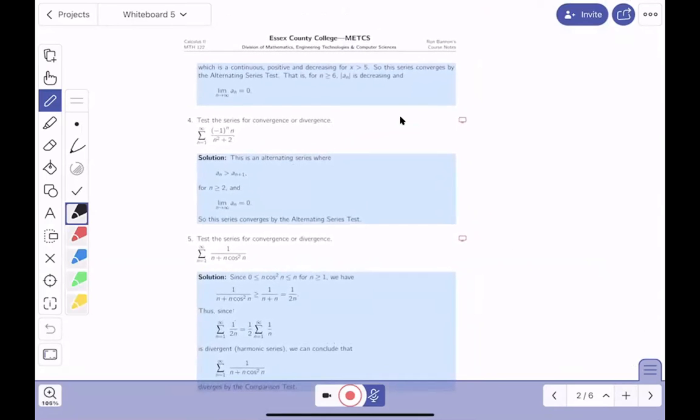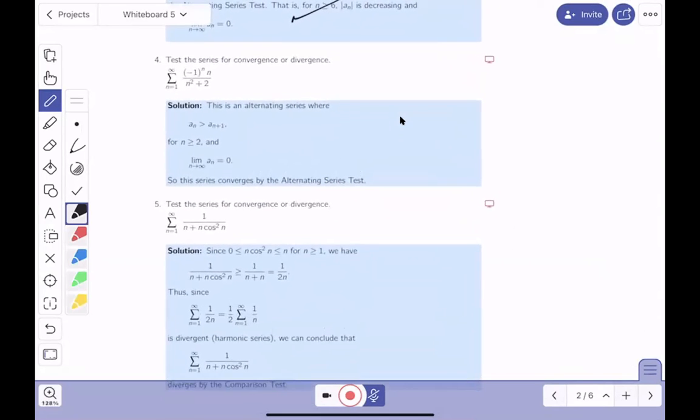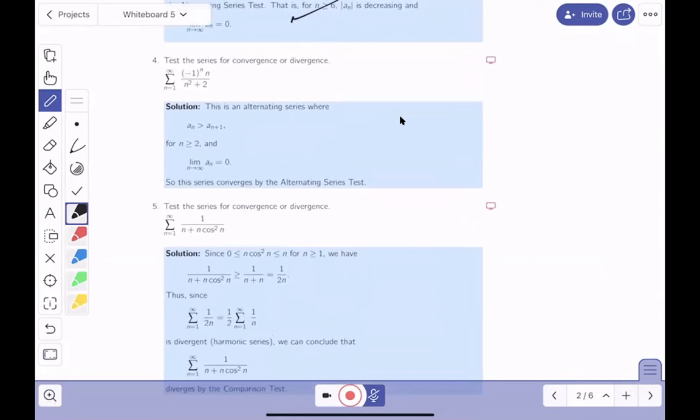Yeah, they did the AST. They didn't write much work down there, by the way. All right. But they use the AST. I put all the work down there for you. All right. Test the series for convergence or divergence. Oh boy, another problem, don't I? Well, I guess I'm just going to use the AST. All right, and let's write that down.